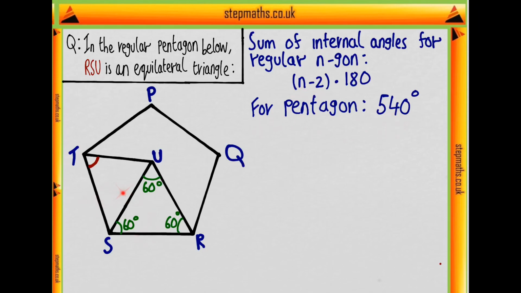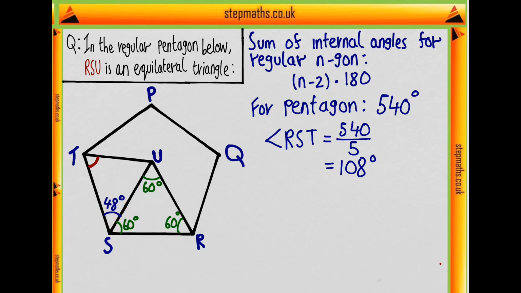But this lets us work out the big angle, because all these angles are the same. So angle RST will just be 540 over 5, which is 108 degrees. So this is 108 degrees, and this is 60, this must be 48. So this is great, but how do we go from here?